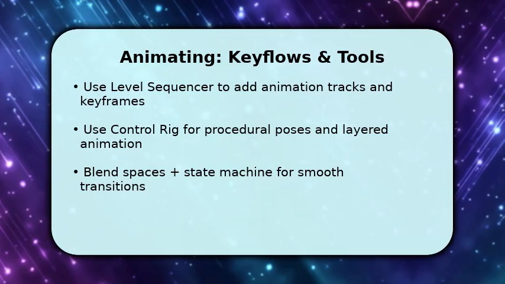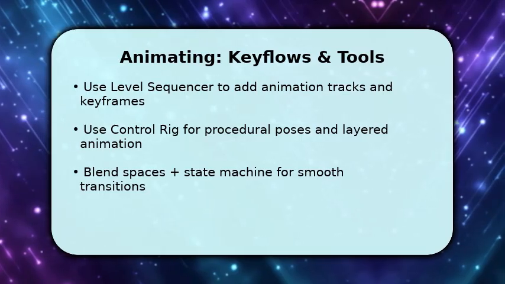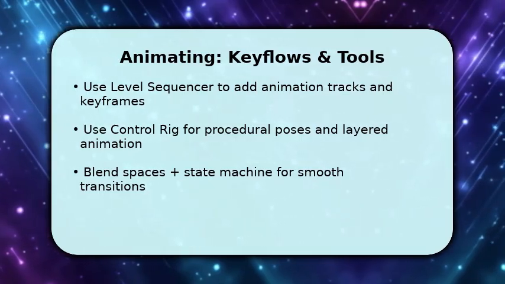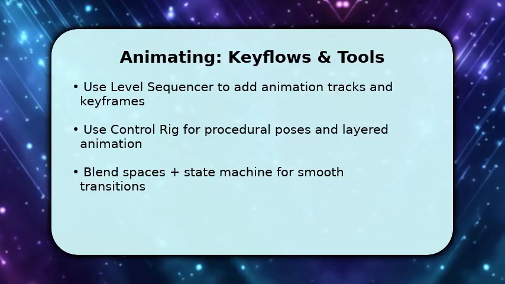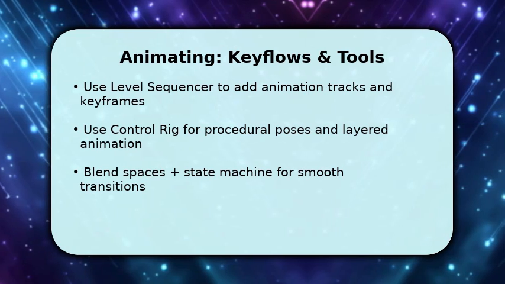Use blend spaces inside the animation blueprint for parameter-driven blends like speed or direction, and create state machines for logical transitions. Make sure to scrub frequently and play in PIE, so you can iterate on timing and curves.